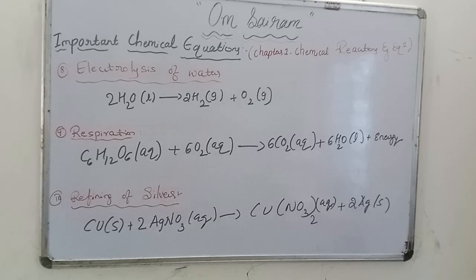And next is refining of silver. The copper is reacted with AgNO3, that is silver nitrate present in aqueous form, to get the product copper nitrate in aqueous form as well as Ag. You can refine the silver from the silver nitrate. So these are some important chemical equations present in the first chapter, Chemical Reactions and Equations.